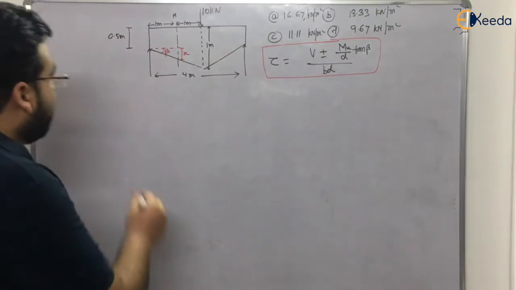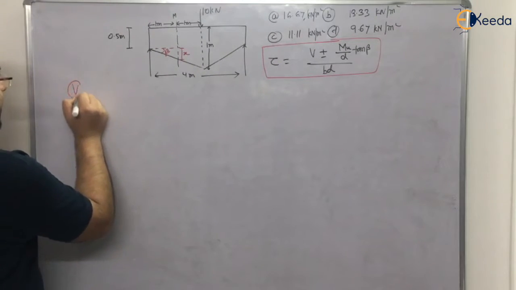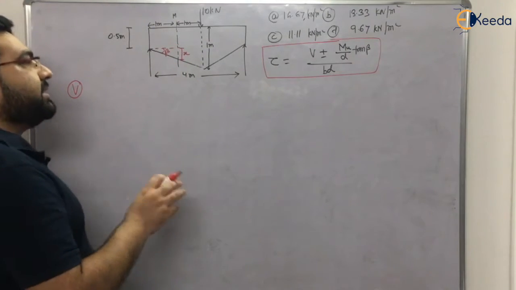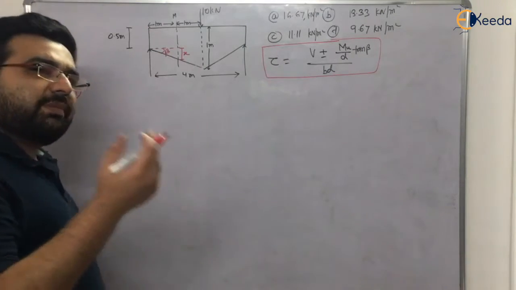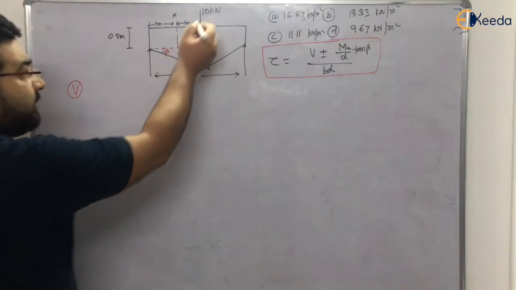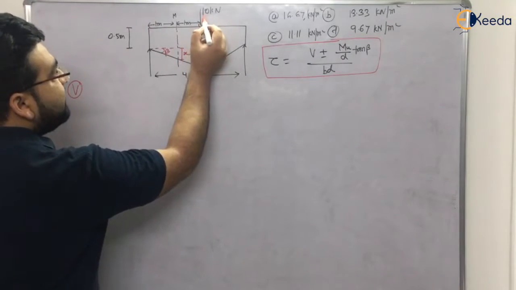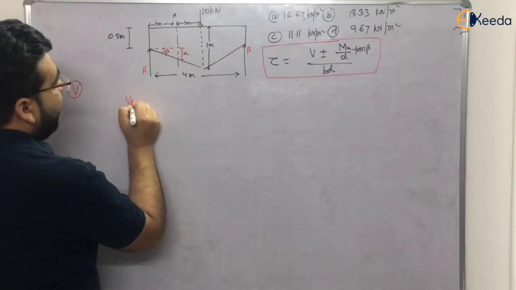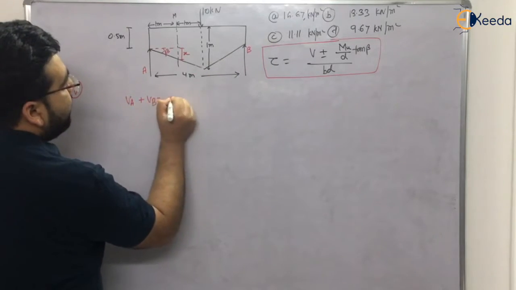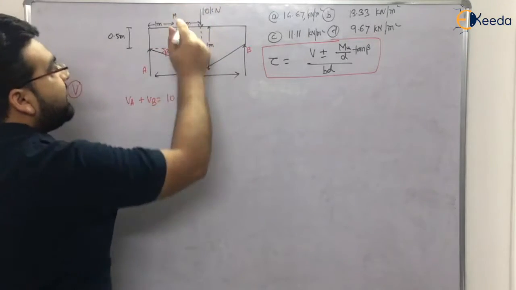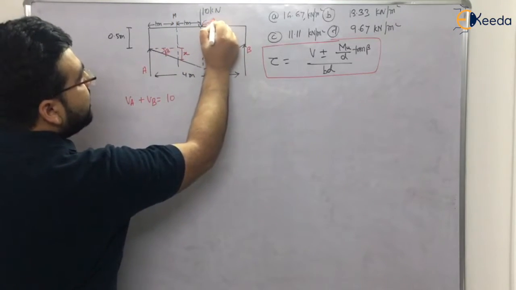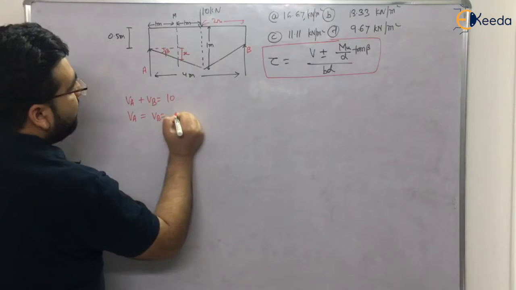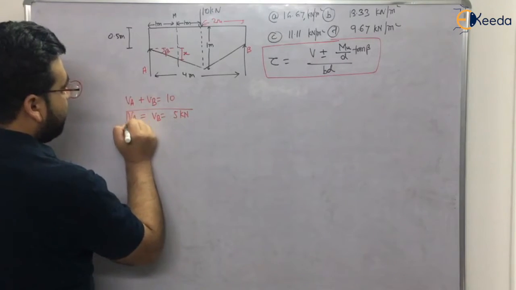So first of all, step 1, let us determine V, the shear force at this section. The simplest way to determine the shear force is to draw the shear force diagram. It is a point load of 10 kilonewton. Let us say this is A, this is B. So VA plus VB will be equal to 10, and the load is in the center, so each side is 2 meters. So VA will be equal to VB will be equal to 5 kilonewton.